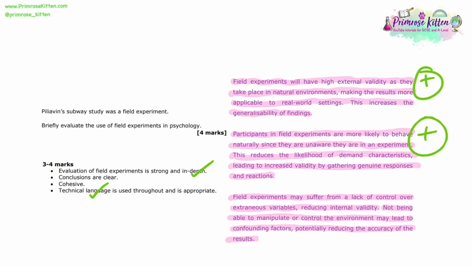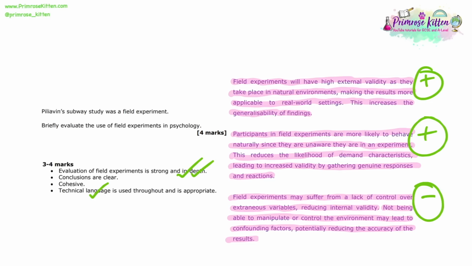The third paragraph introduces a potential limitation of field experiments, specifically focusing on the issue of control over extraneous variables. Again, the use of technical language such as internal validity and confounding factors shows a clear understanding of the research method. The response effectively explains how the lack of control over the environment may lead to confounding factors, thereby reducing the accuracy of the results.